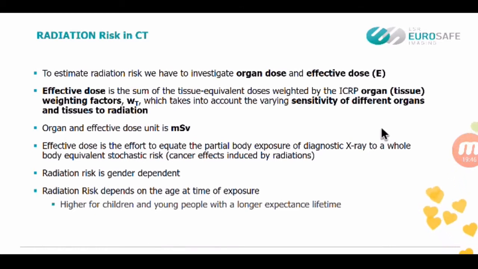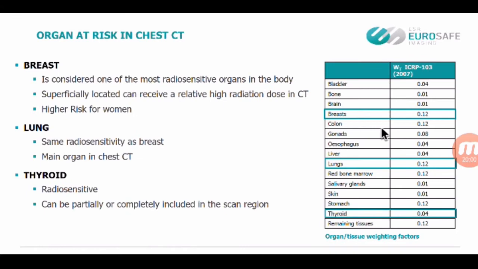Remember also that radiation risk is gender dependent, and radiation risk depends on the age at time of exposure. This is because it's higher for children and young people with a longer life expectancy. And here we can see the main organs at risk involved in a chest CT, which are breast, lung, and thyroid.